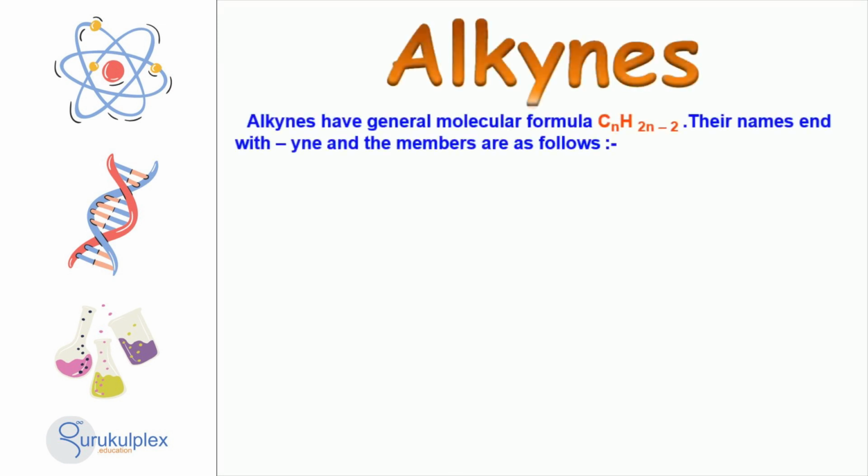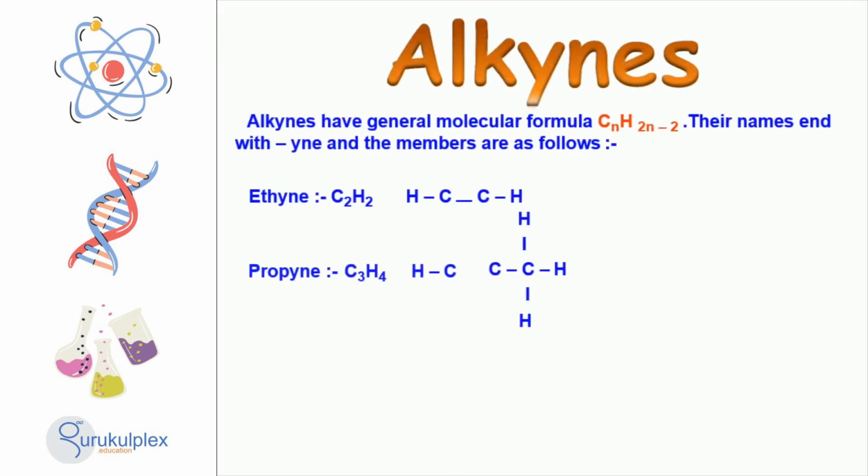Alkynes are hydrocarbons with a carbon-carbon triple bond, and the general molecular formula for these compounds is CnH2n-2. The three most common alkynes are propyne, C3H4, ethyne, C2H2, and butyne, C4H6. These alkynes are named by adding the suffix -yne to the corresponding alkane.